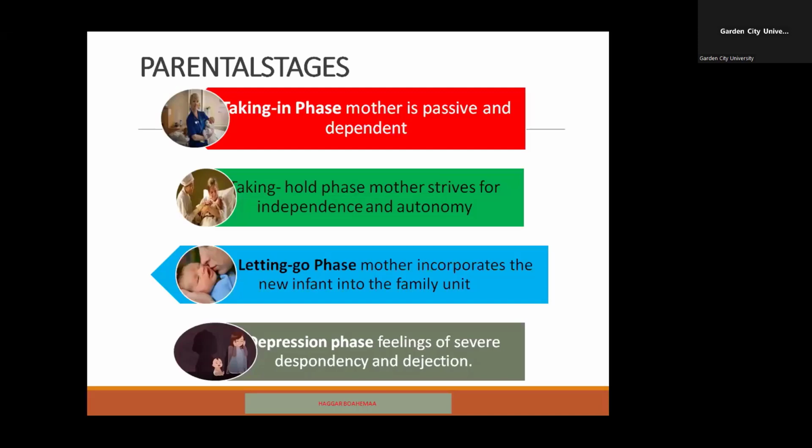Every concentration is on the baby. So here she may neglect the partner. And this is where the midwife will have to come in to counsel the mother to be able to balance. Because if the husband feels neglected, he may even seek attention from outside.